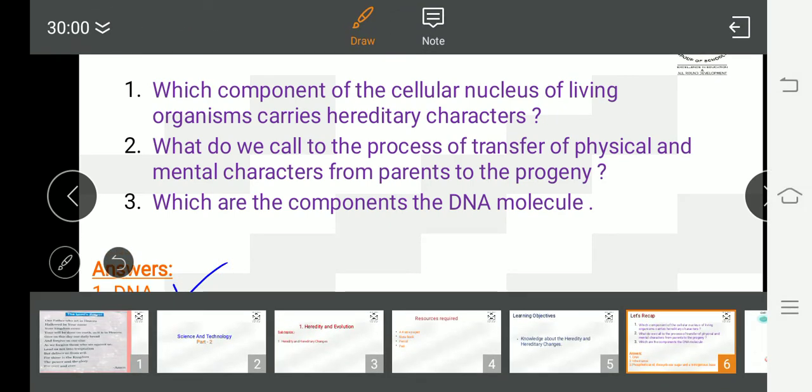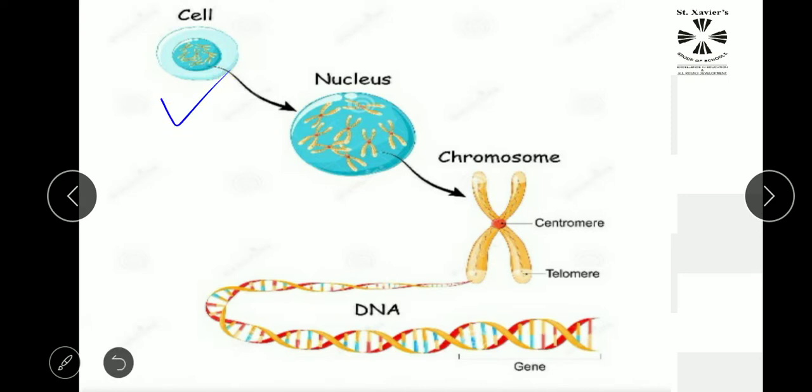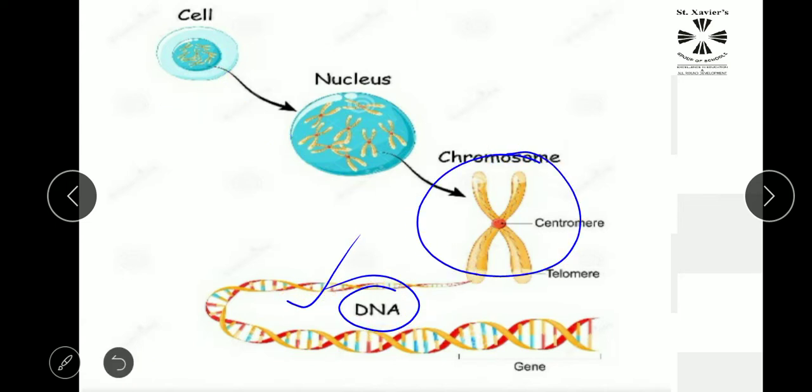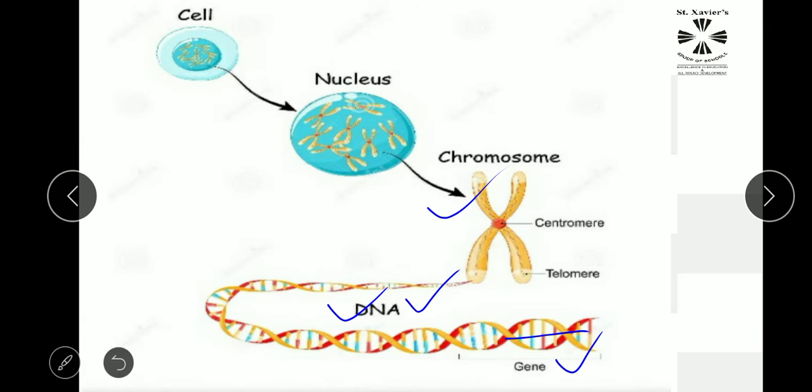How? I'll explain with the help of a diagram. When we talk about the cell, the cell is the basic unit of life. All living organisms, including the human body, are made up of cells. Inside the cell there is a nucleus, and inside the nucleus there are chromosomes, and these chromosomes are made up of a single DNA. You can see this long structure is called DNA. So chromosomes are made up of DNA, and each segment of DNA is called a gene.